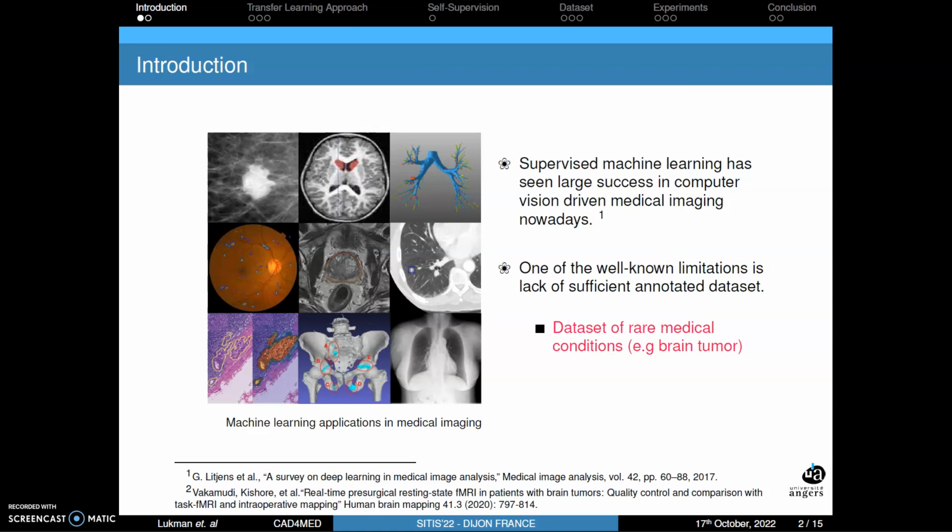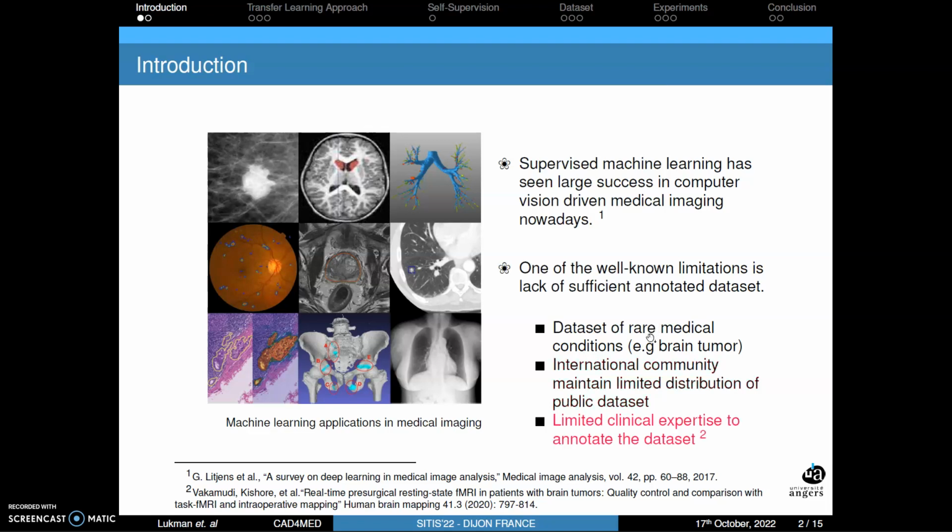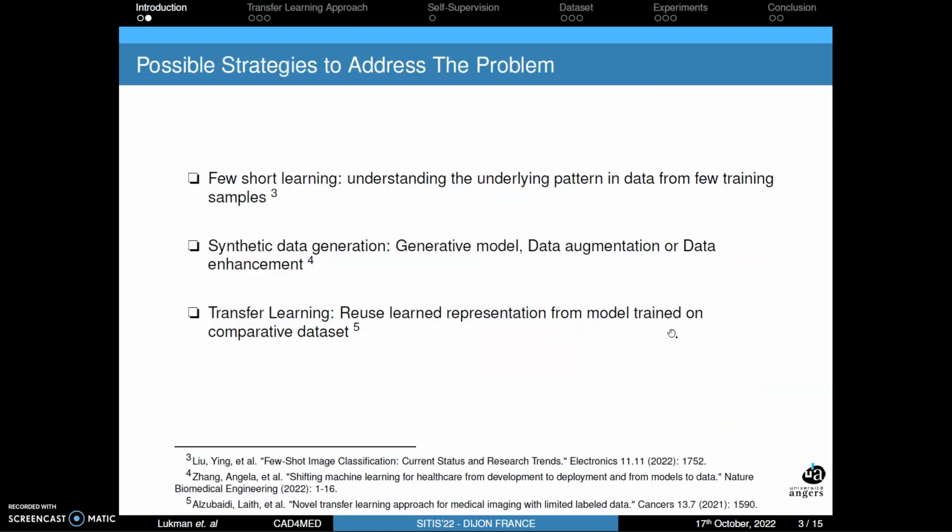First, there exists a number of rare medical conditions where it's very difficult to acquire enough images. Secondly, the international community maintains limited distribution of public data sets and limited clinical expertise to annotate the data sets.